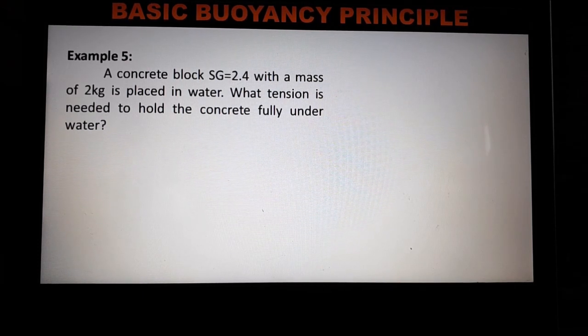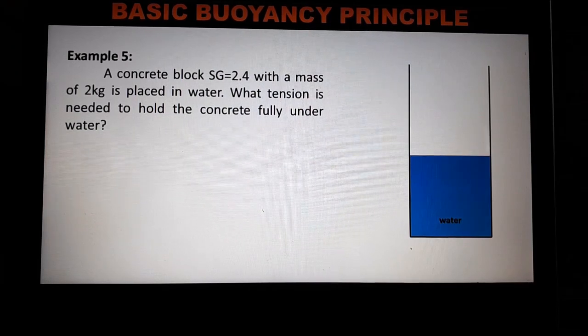So this time, we have an object that has a specific gravity greater than the specific gravity of water. So we can expect that the object will completely sink in water. And the question is, what is the needed tension in order to hold the concrete fully underwater? So it means that it should float in water while its volume is completely submerged in the fluid.